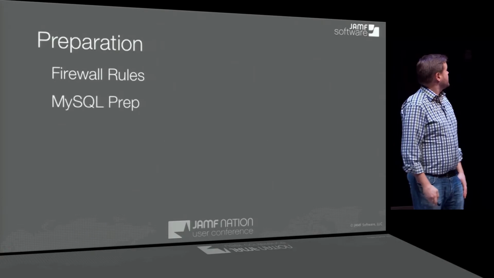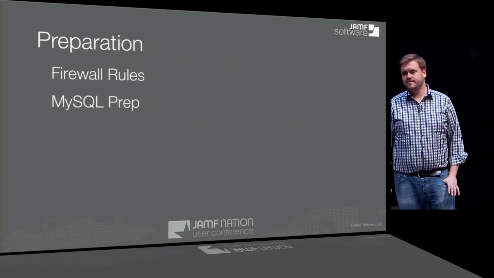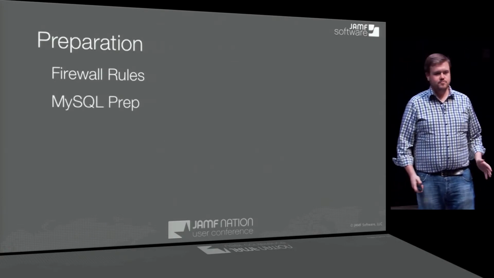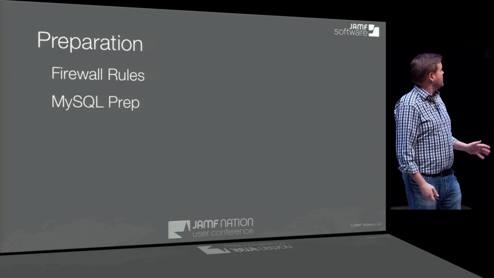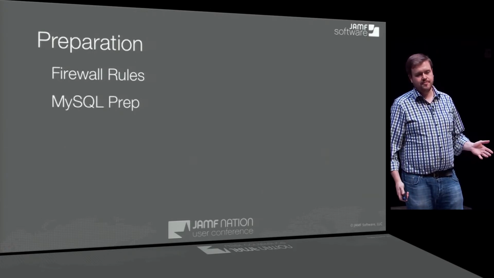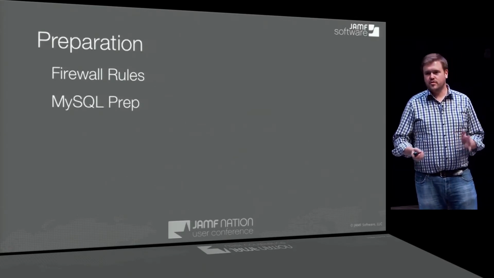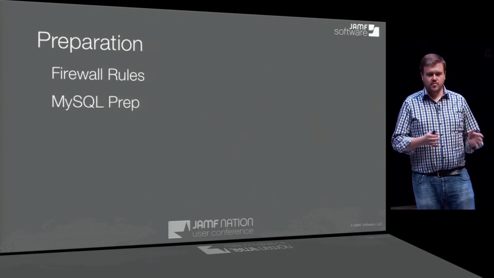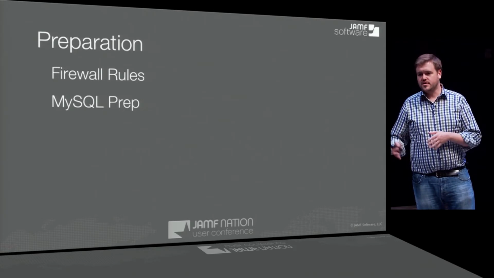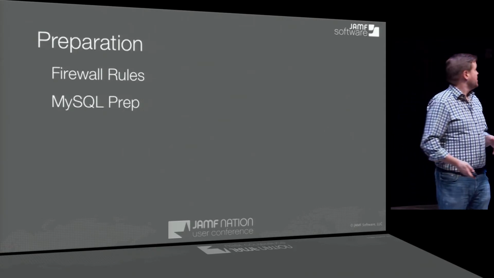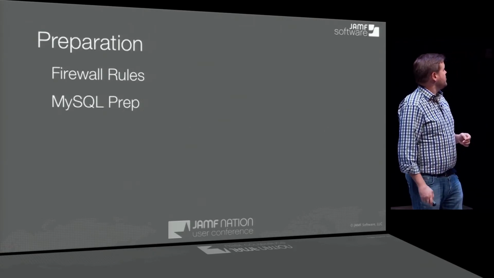So first things we've got to look at is the preparation. We'll break it down for you. We have our firewall rules and MySQL prep. Now, our firewall rules would be making sure 3306 is open between our primary JSS and the new secondary JSS that we built. Next up is our MySQL prep.